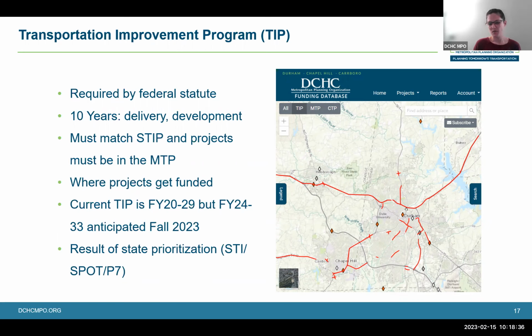All the projects in the TIP must match all the projects in the state TIP, and projects must be in the MTP. So if there are projects in the TIP that are not in the MTP or vice versa, then something needs to get amended to reconcile those items, because all projects should match in both of those documents. This is where projects actually do get funded. And this is also going to be updated this upcoming year. So there's a lot of conversations out there about things that are potentially updating. You might have seen something on swaps, which has to do with some prioritization, which we'll discuss in the next slide. But basically, the TIP is the result of state prioritization.